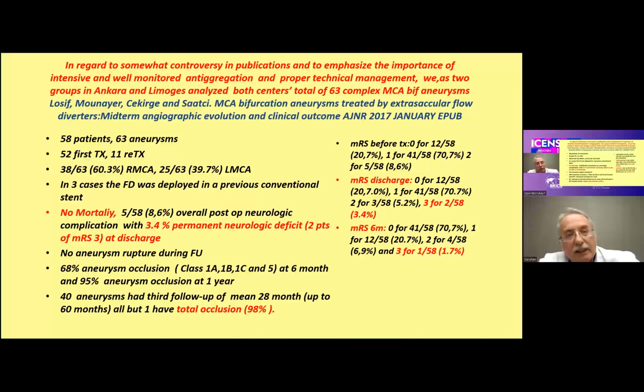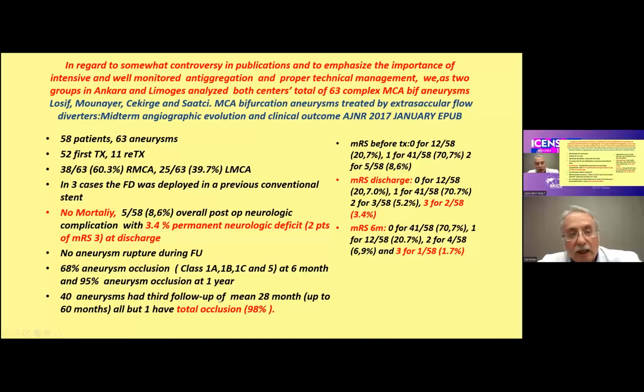And when we realized that in our 63 complex aneurysms, we proved that this can be done with very low morbid mortality and morbidity and with a very high rate of aneurysm occlusion. And of course, it depends on how you look at the aneurysm occlusion. So, total occlusion is 98% at almost 60 months.